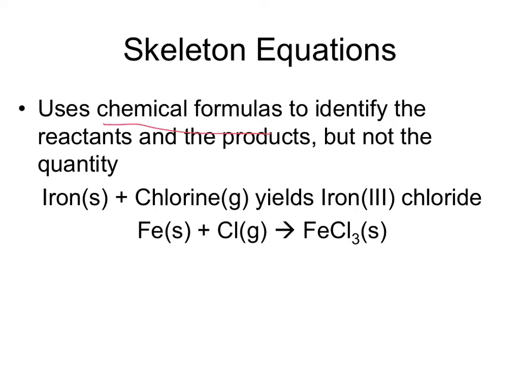the reactants and products. So instead of iron, we say Fe. Instead of chlorine, we say Cl. And then instead of iron 3 chloride, we say FeCl3. Okay? So all of this naming that we've been doing is so that you can write out these equations and understand what the equations mean. Okay?